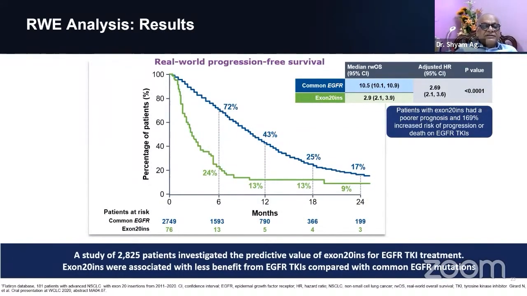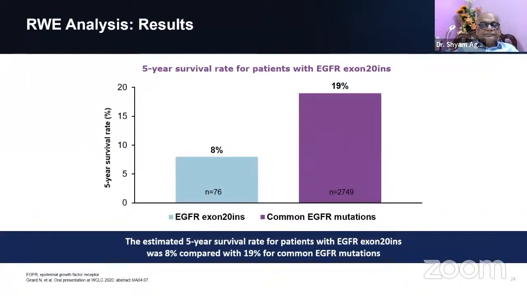So again, the PFS data shows that the curve for the exon 20 insertion mutations is much inferior as compared to the common EGFR. Next slide. The 5-year survival rates for the insertion patients are 8% as compared to 19%. So these are again showing you the poor prognostic value of the EGFR exon 20 insertion. Next slide.